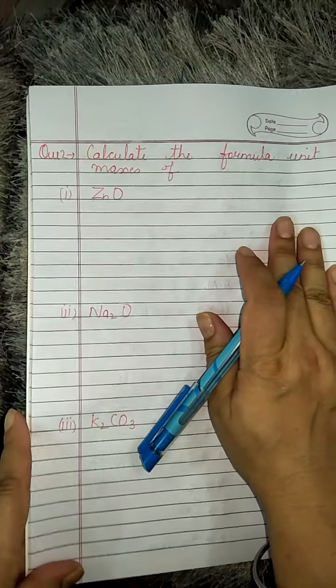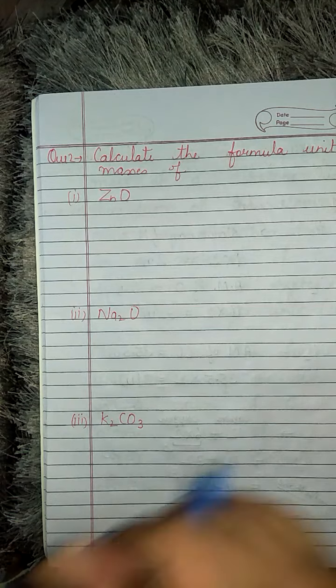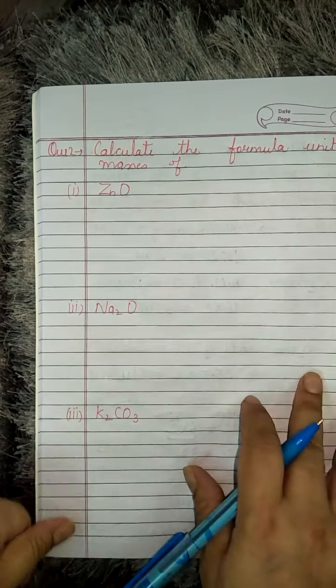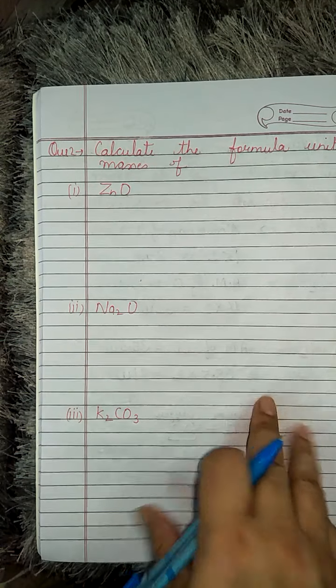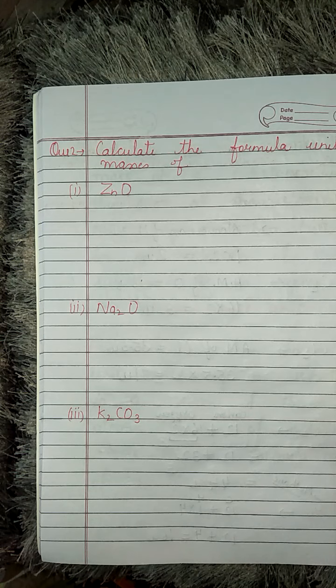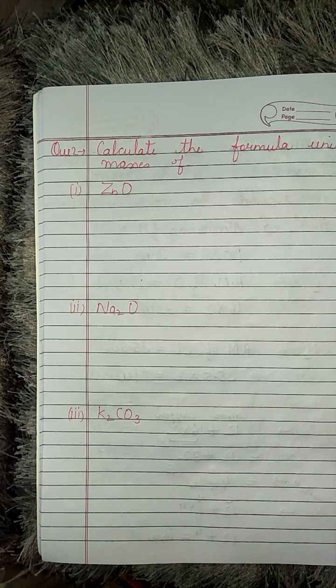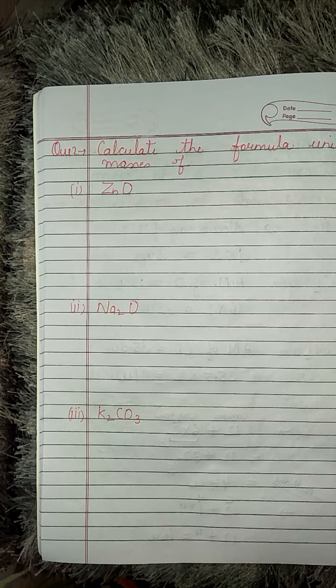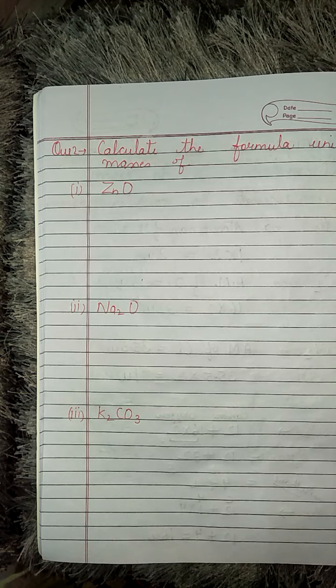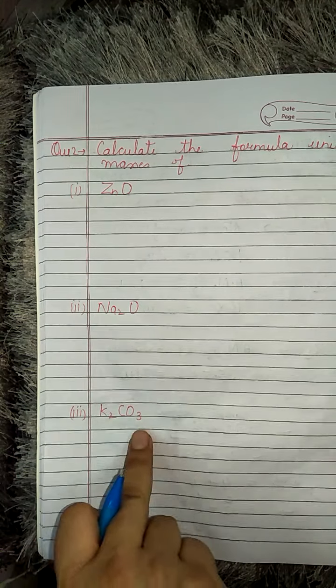Just see next, formula unit mass. How are you going to calculate formula unit mass? The same criteria is there, no difference, the same things you are going to follow in this. Fine. So firstly, what he has given in this question, just see: calculate the formula unit mass of zinc oxide, then sodium oxide, then potassium carbonate.